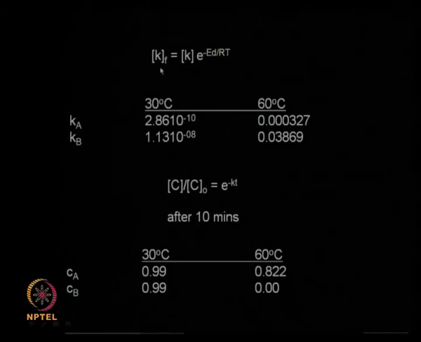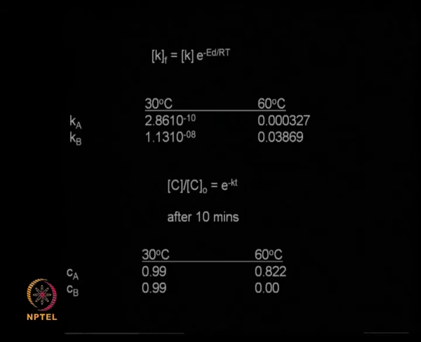So all we need to know is the ED value, the deactivation energy, and the k value. Once you know these, we can tell what will be the activity of any enzyme at different times at any temperature, understand. So we can easily find out.